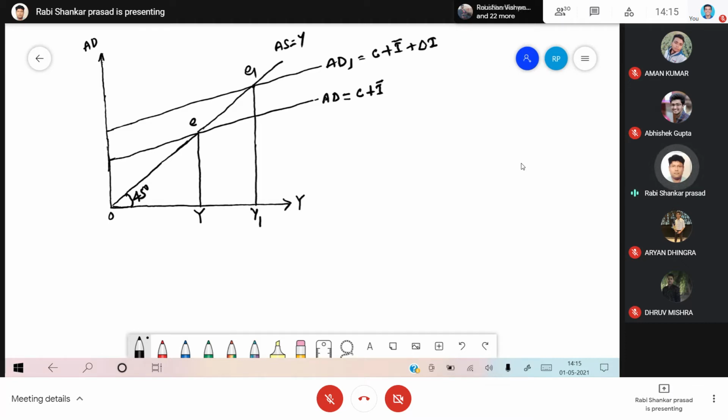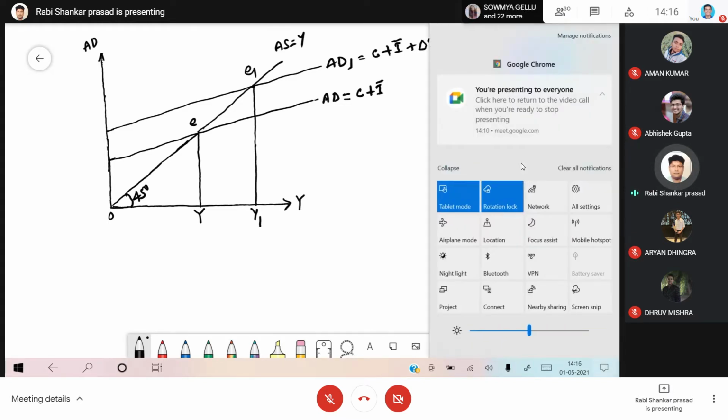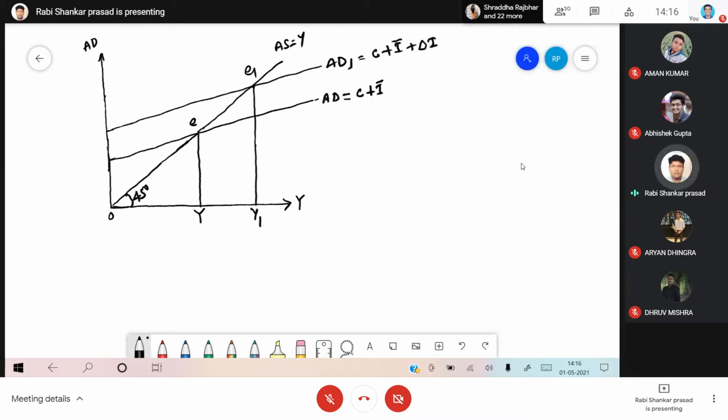As you know, as per the Keynes theory, the output is decided on the basis of aggregate demand, or we can say that aggregate demand decides the level of production or output. So your initial aggregate demand AD intersected at point E. At E your AD is equal to AS, meaning E is your initial equilibrium point, and corresponding to E, the equilibrium level of output is Y.